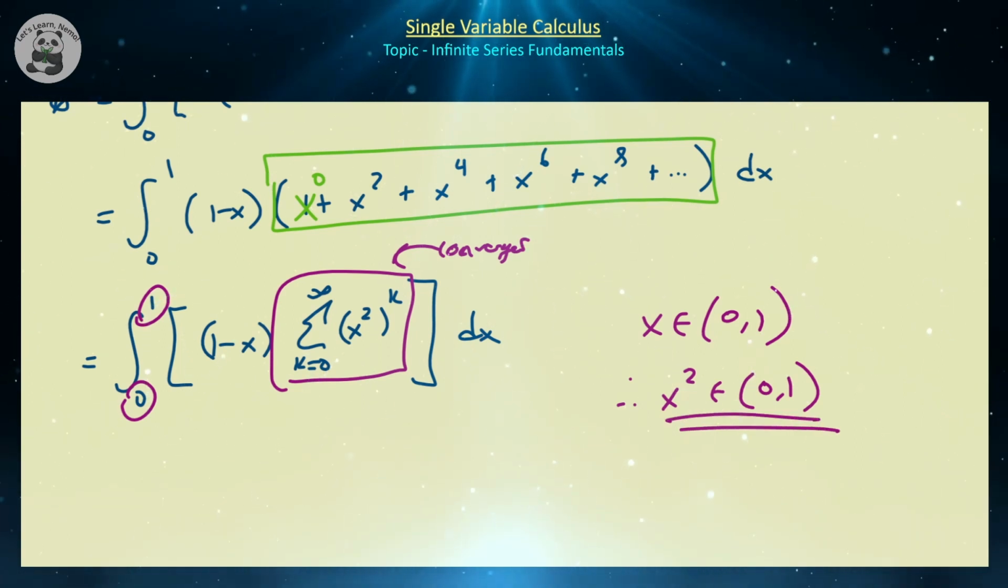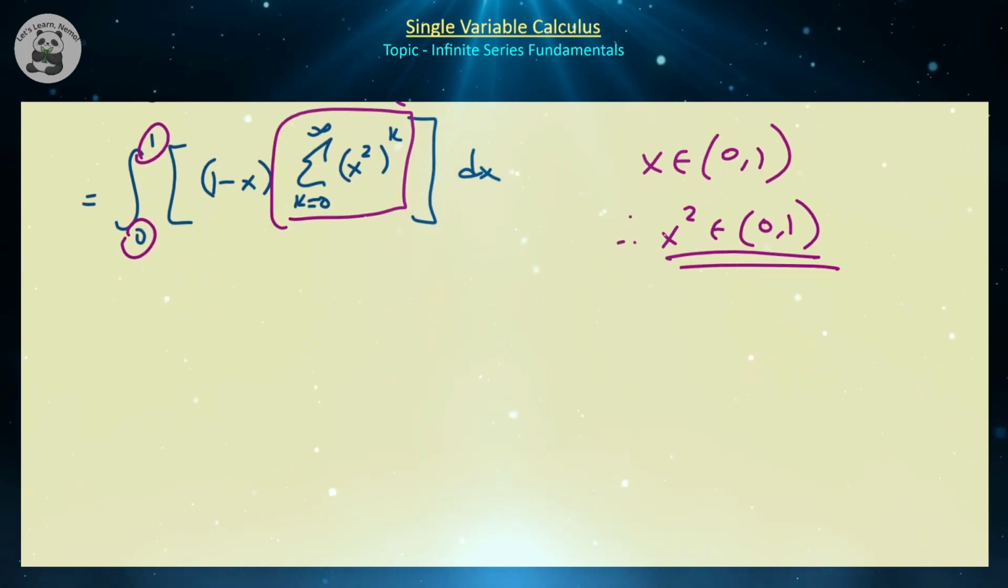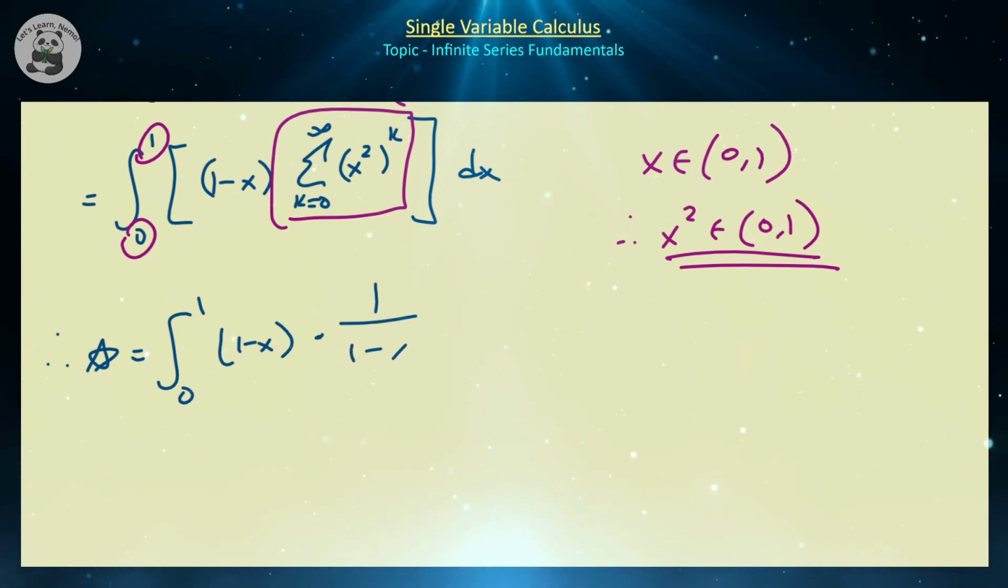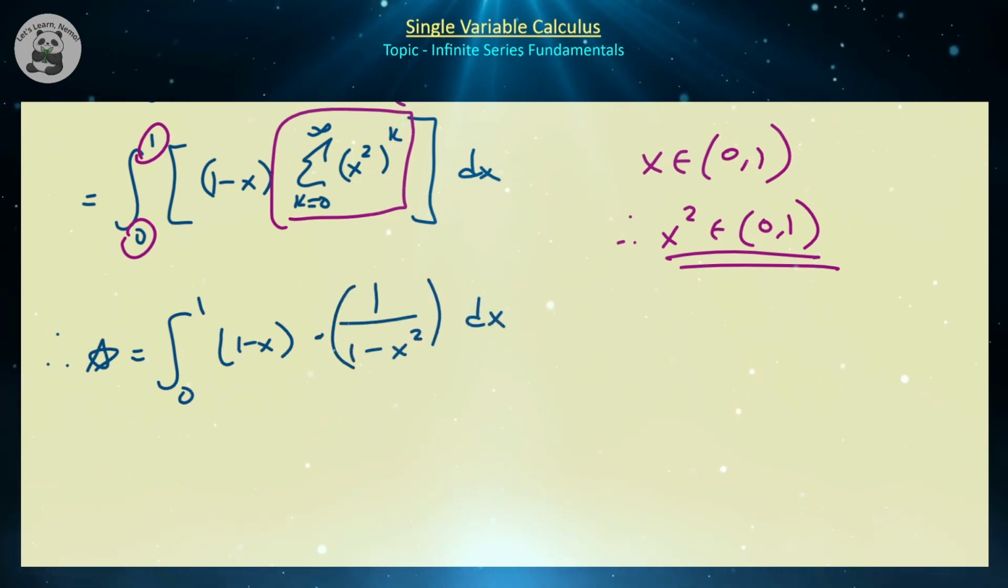And what does it converge to? 1 over 1 minus that term. So that means that our infinite series converges to the integral from 0 to 1 of 1 minus x times 1 over 1 minus x squared dx.